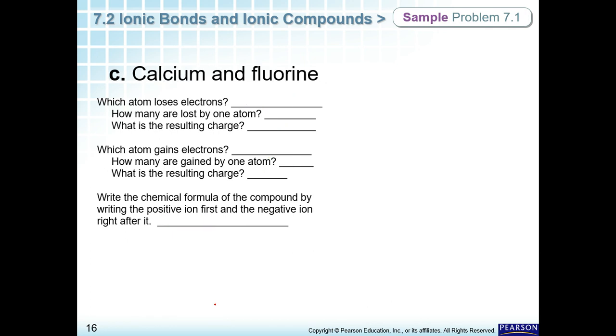And our last example, calcium and fluorine. Well, which one's going to lose? Look for my metal. My metal is going to be calcium. It's going to lose 2 because it's in group 2. The resulting charge would then be a 2 positive. The one that's going to gain is going to be fluorine. That makes sense because it's my nonmetal. It's going to gain 1, and the charge is going to be 1 negative.